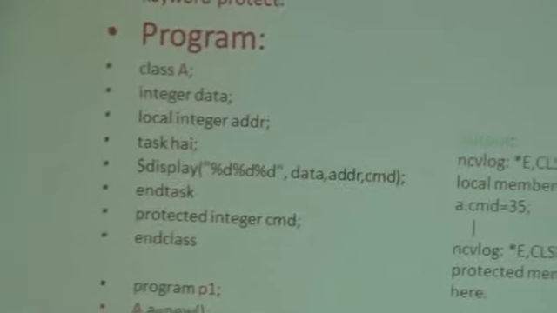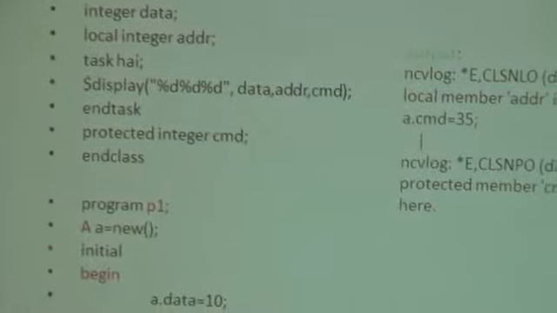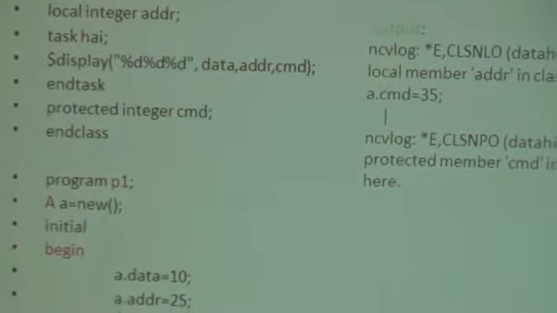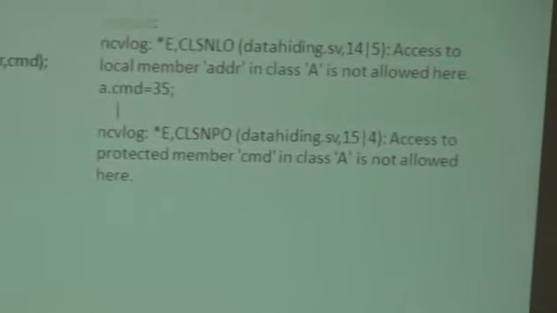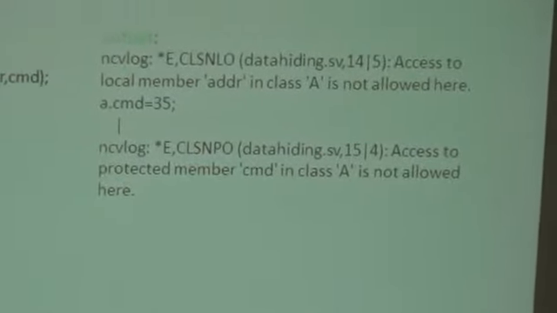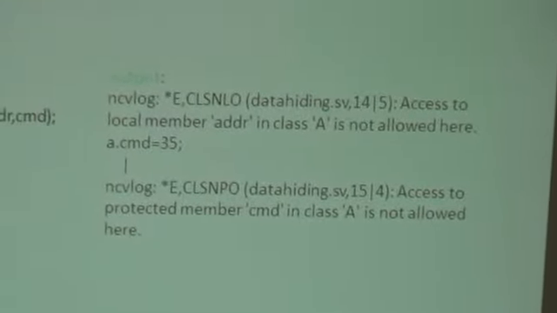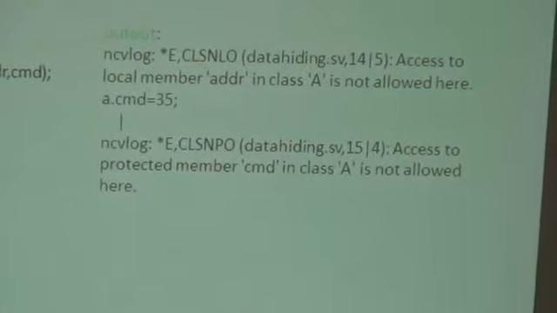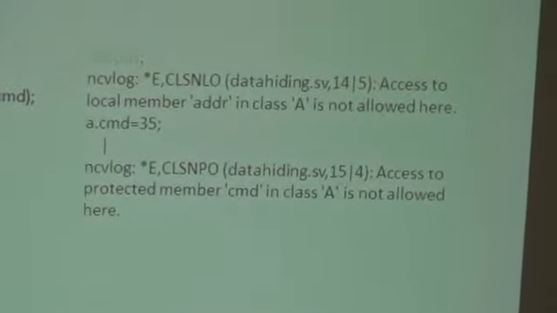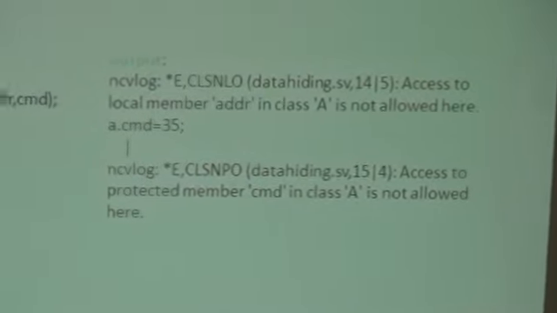What is CMD here? CMD is a protected one. Since it is protected, it can be accessed in its derived class, but I am accessing it in the program block, so it has thrown the error that it cannot be accessed here. And there is another error that address in class A is not allowed here.